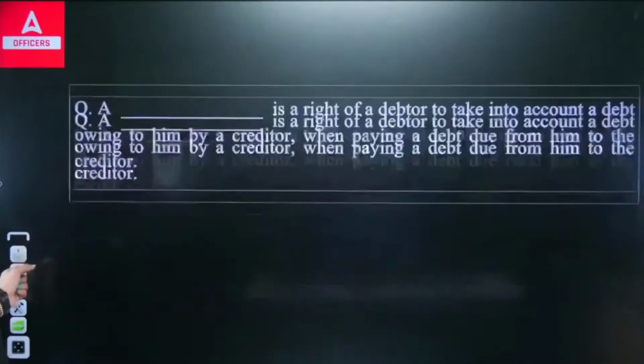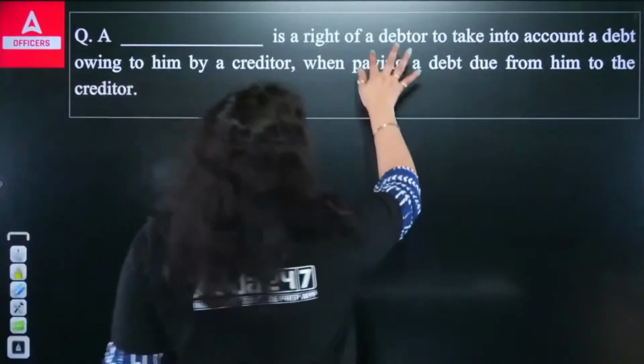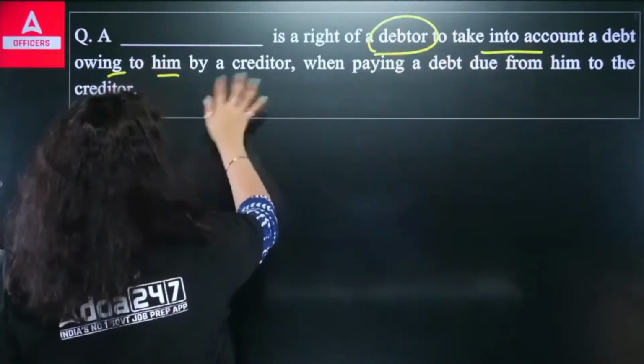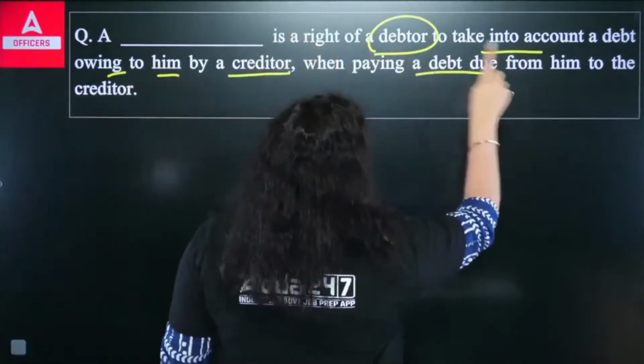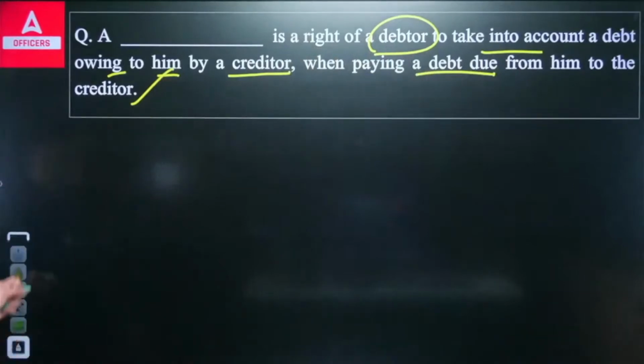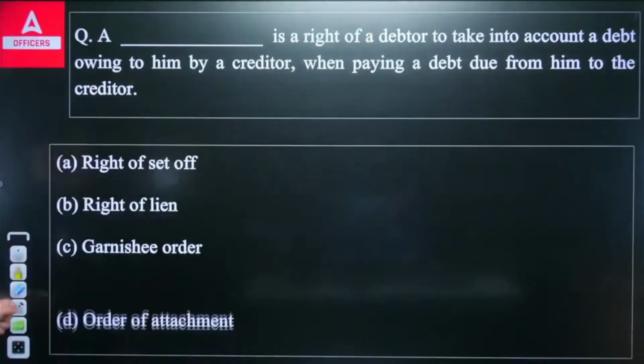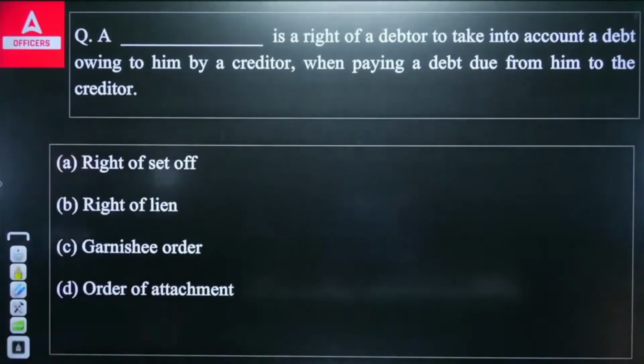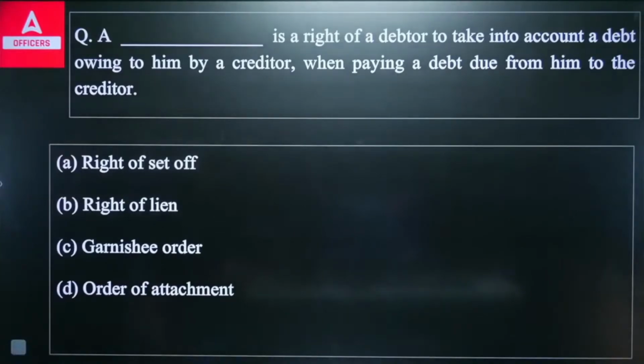Clear? Next. Next we have a dash is a right of a debtor to take into account a debt owing to him by a creditor when paying a debt due from him to the creditor. So the question is asking that a dash can be right of set off, right of lien, garnish order, or order of attachment. And the question is saying that a dash is simply a right of a debtor to take into account a debt owing to him by a creditor when paying a debt due from him to the creditor. So it is what? It's a right of set off, right of lien, garnish order or order of attachment.